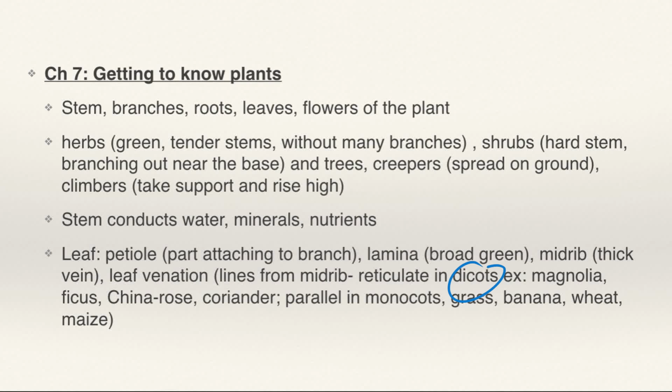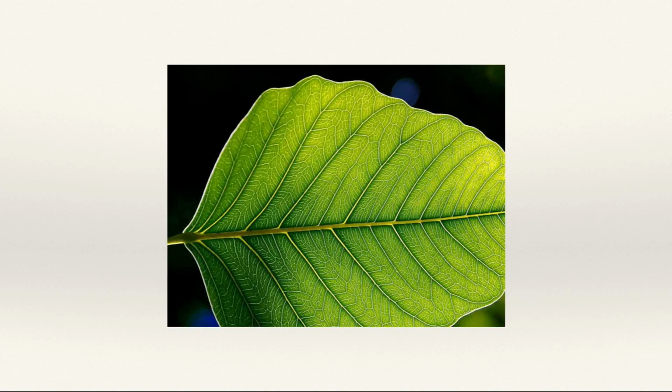Dicots are those plants which are dicotyledons. Examples: magnolia, ficus, china rose, coriander. Just remember these examples might be asked, and it is parallel in monocots. Examples: grass, banana, wheat and maize. So this is what is called the petiole. This entire thing here is lamina. This is called the midrib, and these are venations, and this is a reticulate leaf.